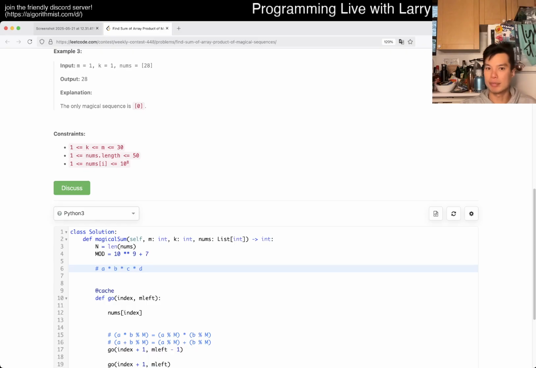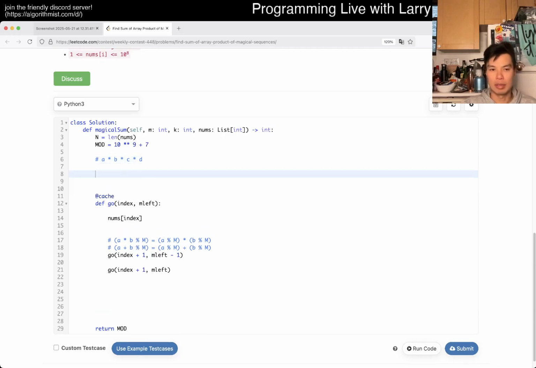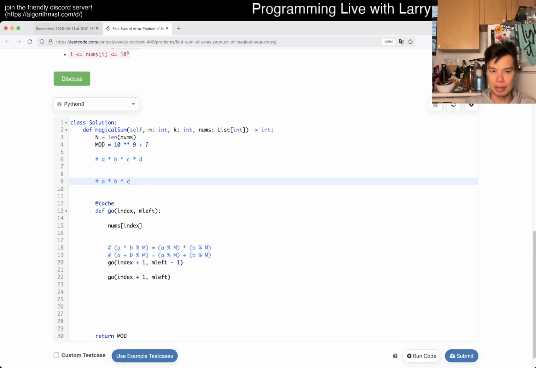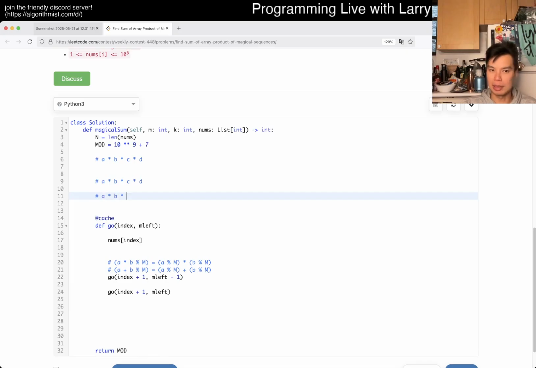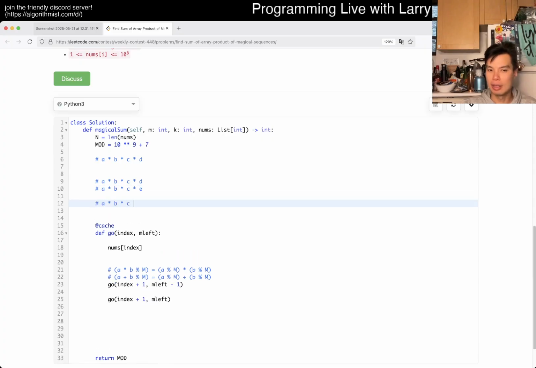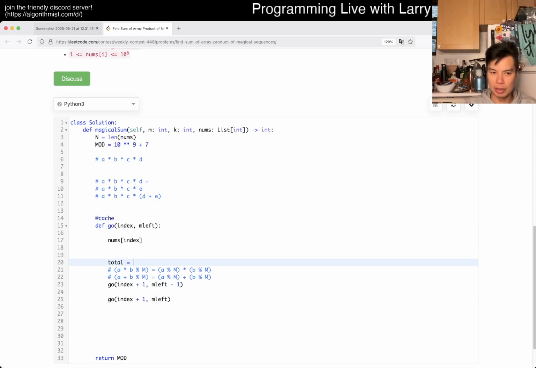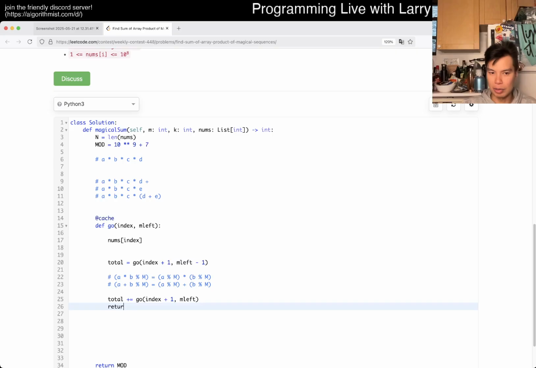I see. So then it's the total of, because here, let's say we have two paths. We have a times b times c times d, and then a times b times c times e. To merge them, we would have something like a times b times c times (d plus e), right? Or to add them, you would get this. So I think that's fine. So then now, as a result, we just want maybe something like total is equal to, and then return total.